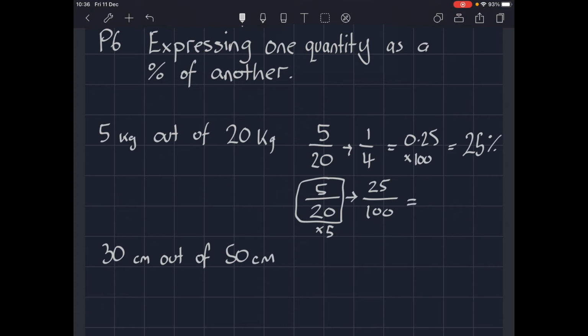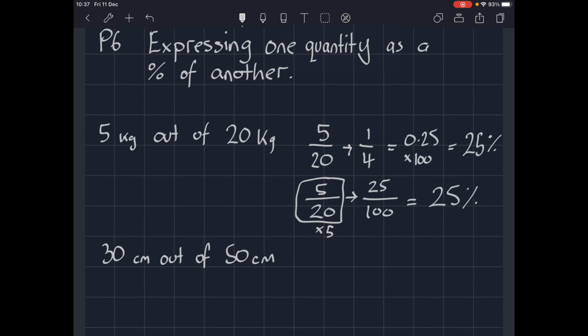And as we said, a percentage is a number out of 100. So this represents 25%. And it depends on the numbers which method will be easier. So sometimes you can make the number 100 and sometimes you can't, and the other method will be better. So let's have a look at the bottom example.